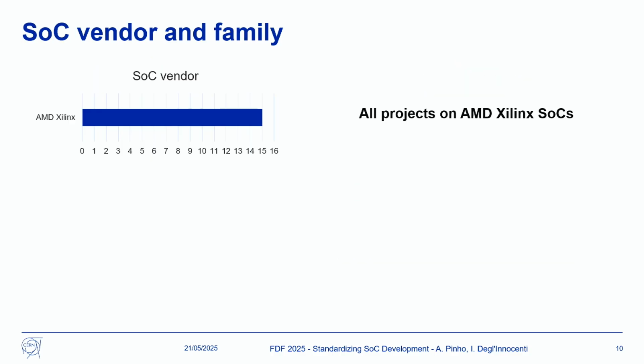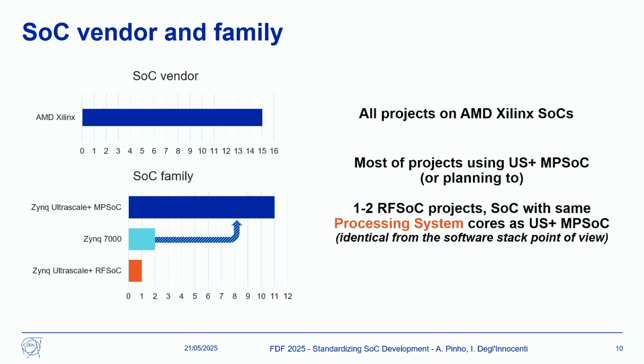Then another interesting fact we found out is that among all the projects we interviewed, all projects are using AMD Xilinx system on chips. When we look at the family, most of the projects are using UltraScale Plus multiprocessor system on chip. We have a couple of previous early adopters that are using the Zynq 7000, as you also heard from the ABT group in the previous presentation. And one example of a project using the RF system on chip is actually mine.